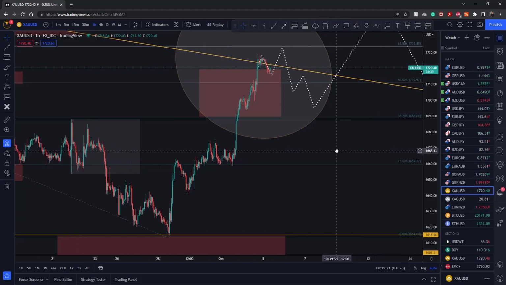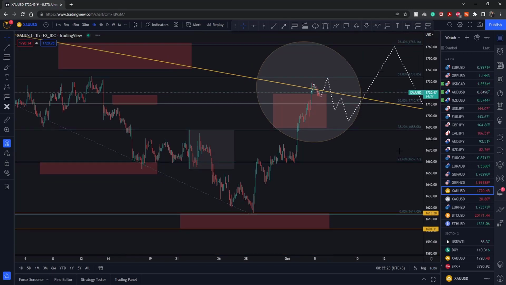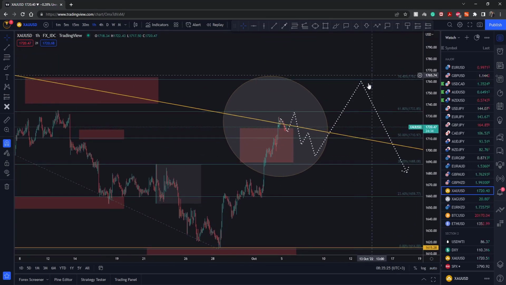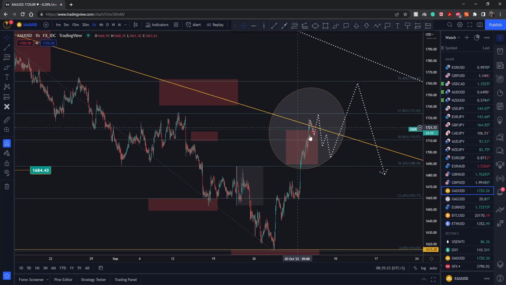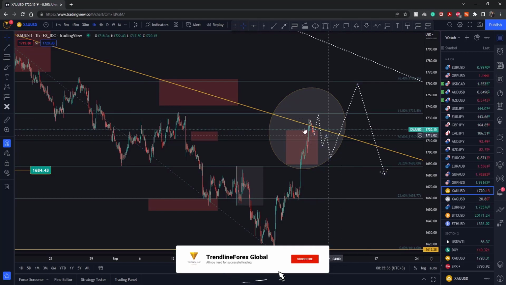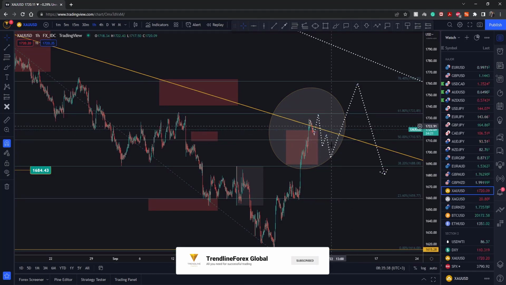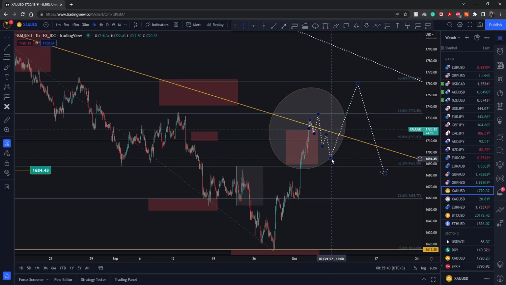Alright, so this is what we're going to be looking for. Sell entries from around 1760, 1770. Basically, we want to see the end of the pullback, and then we're going to be looking to take a sell trade. Right now, I'm not buying or selling at current price levels. A lot of market participants will get tricked and lose money here, so don't be one of them. Be patient and wait for the right opportunity.